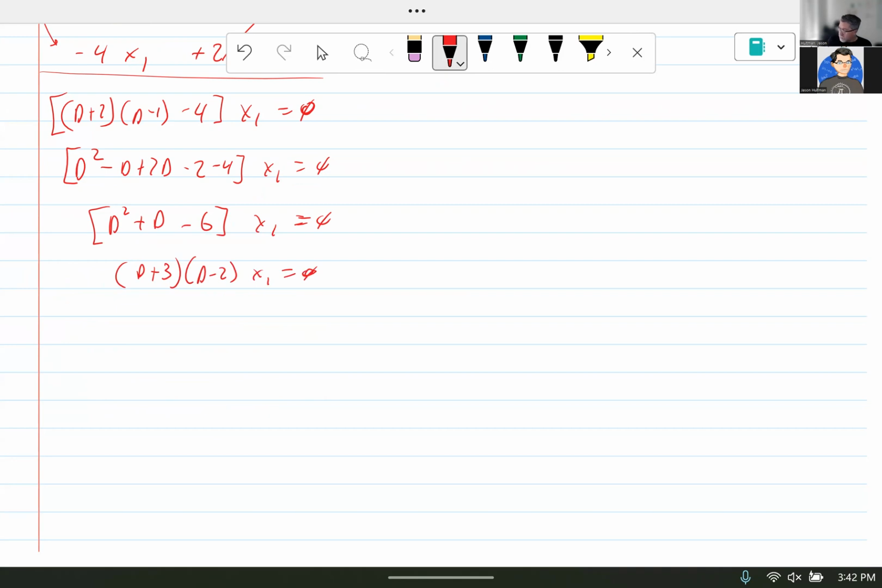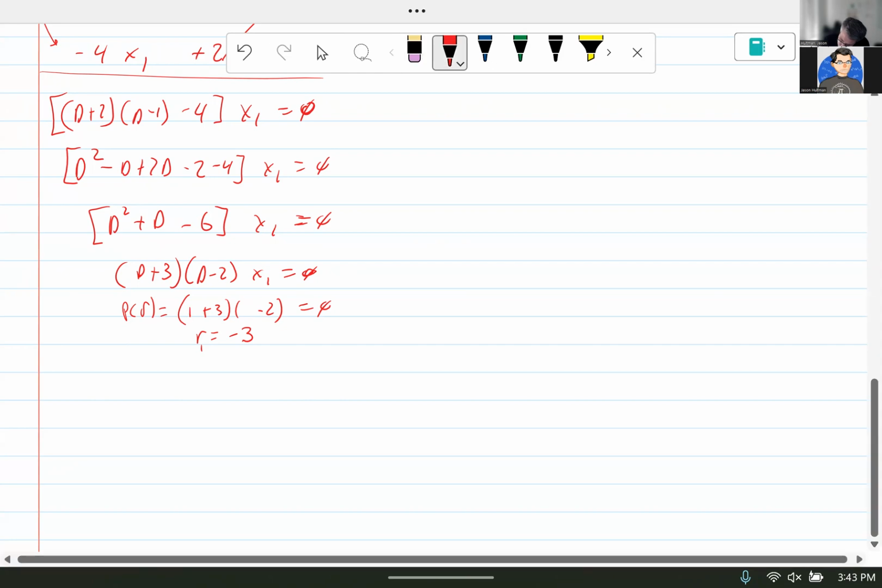Now I'm going to use my polynomial auxiliary function here. So this is p of r is equal to (r plus 3)(r minus 2) is equal to 0. Okay, and so we know that r is equal to negative 3. I'll call this r1 and r2. Okay, r1 is negative 3, and r2 is equal to 2.